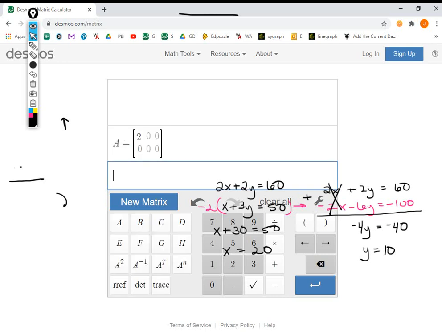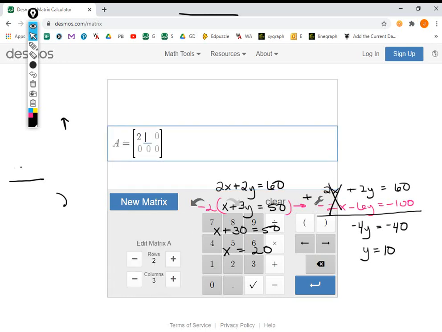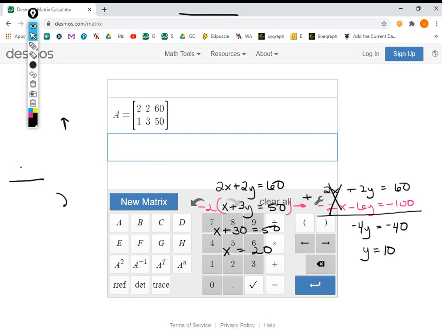So I'm going to type in a 2, and then my 60. So that represents right now 2x plus 2y equals 60. Is that okay? And we'll do the same thing on the bottom. The bottom one was 1x, 3y, and this was 50. I'm just going to hit enter.